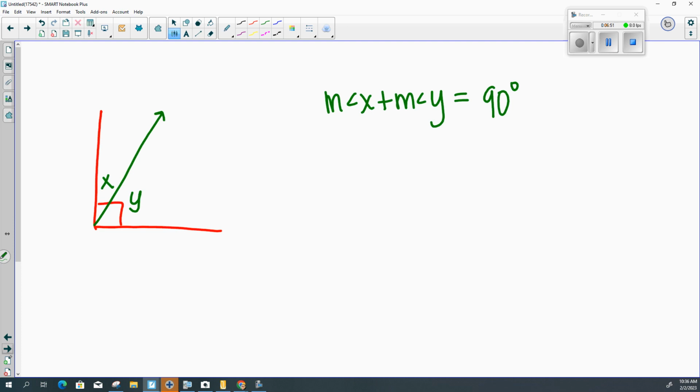So when we start doing geometric proofs, and I ask why the measure of angle X plus the measure of angle Y equals 90, you can't say because it's a right angle. There are theorems that you have to use. So does anyone remember what this one's called?